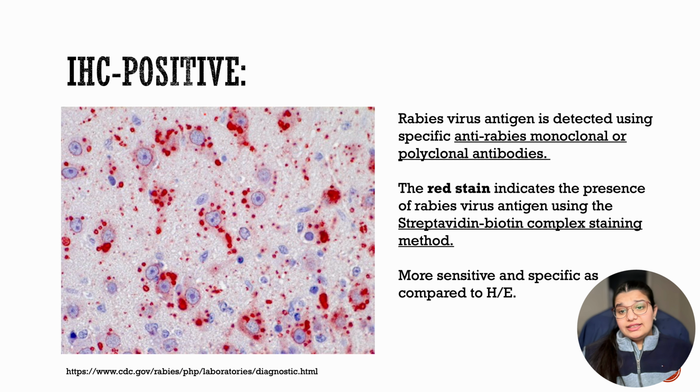Now, IHC positivity. Which IHC do we use to diagnose rabies, or more specifically, to confirm that it's rabies? These are rabies virus antigens, detected using specific anti-rabies monoclonal or polyclonal antibodies. The red stain you see on the screen is the presence of rabies virus antigen. The method used is the streptavidin-biotin complex staining method. This IHC is actually more sensitive and specific compared to the H&E findings we saw before. So it's worth mentioning and worth remembering; it's important.